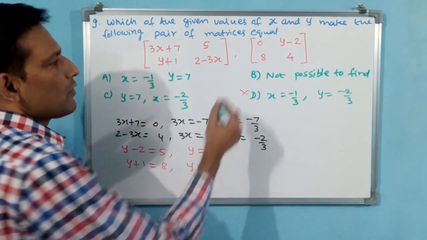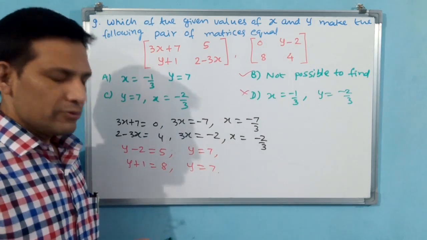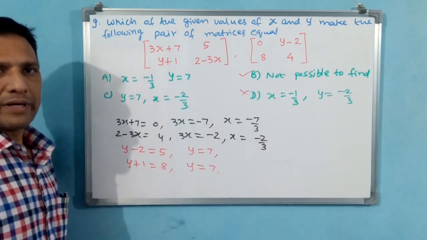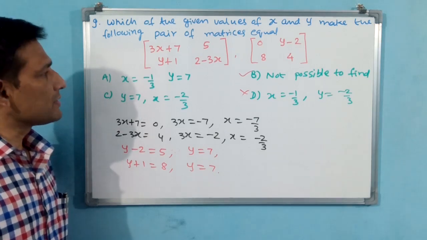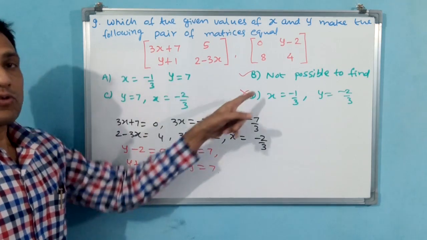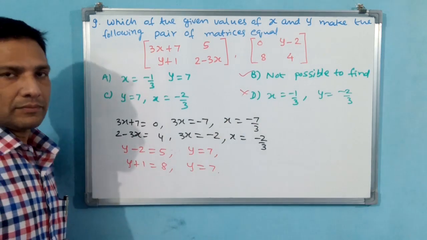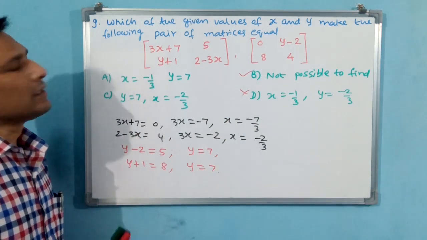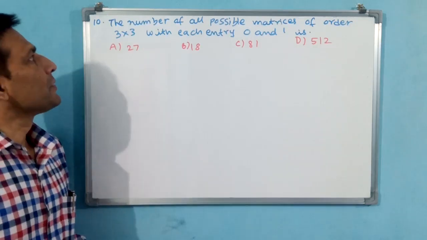What we have to put is this one: not possible to find. Why? Because we are unable to find x. Two values are coming. If two values are there, they would have to be given in one option, or else this is not the correct answer. Let us go for the 10th question.